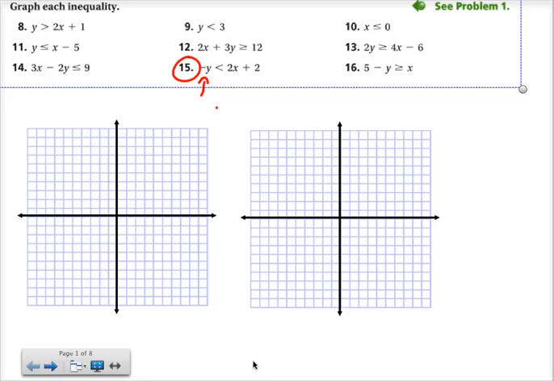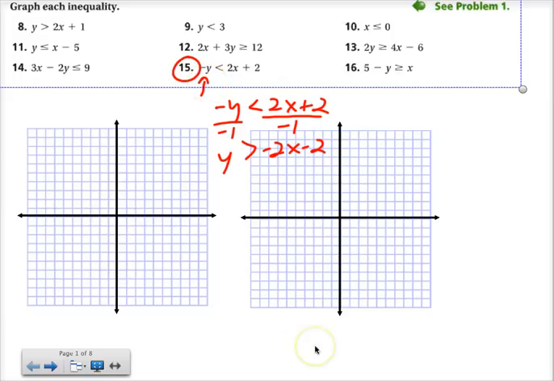So to deal with it, what we do is we take that negative y is less than 2x plus 2, and we divide the entire equation by -1 or multiply by -1. It doesn't make any difference whatsoever. But when you do that, you have to remember to flip the sign. You must flip the inequality. So y is greater than -2x minus 2.